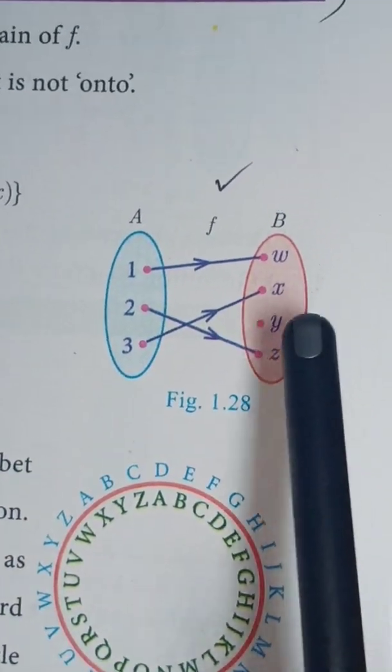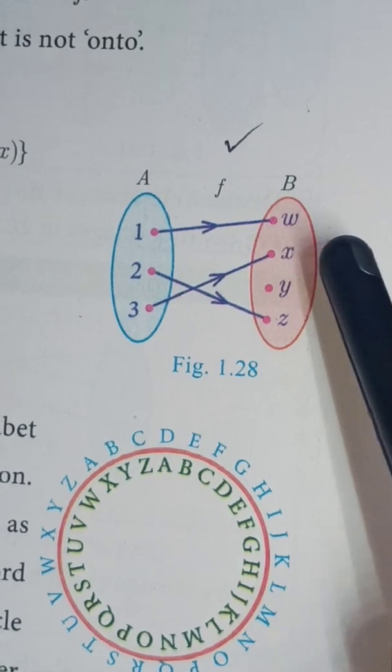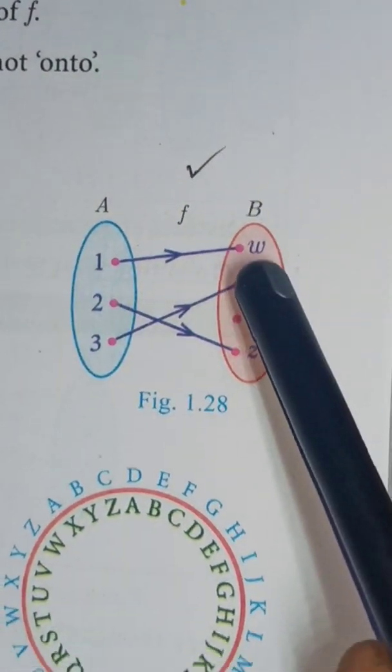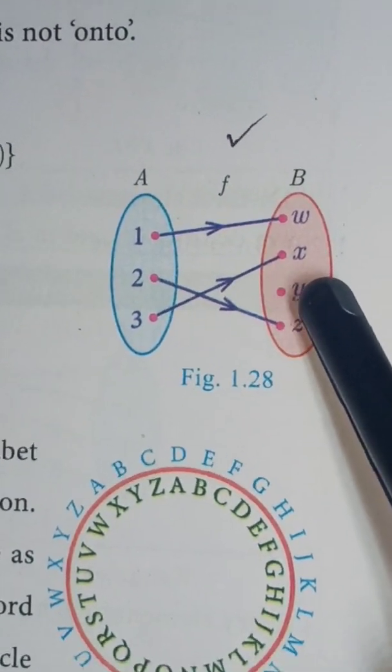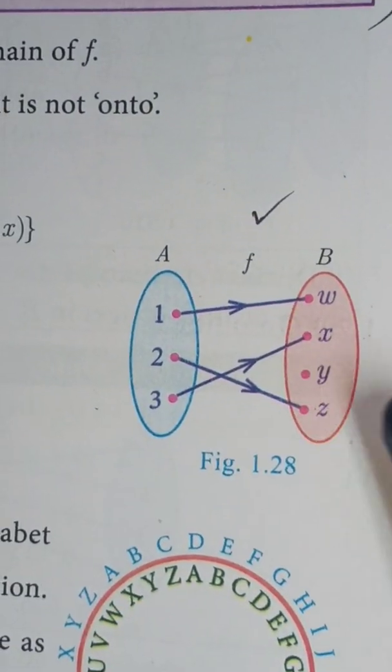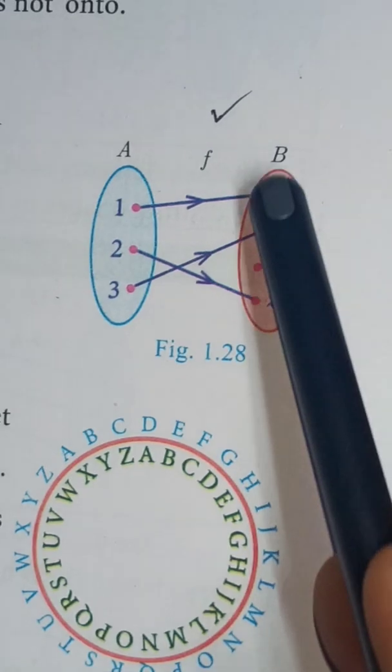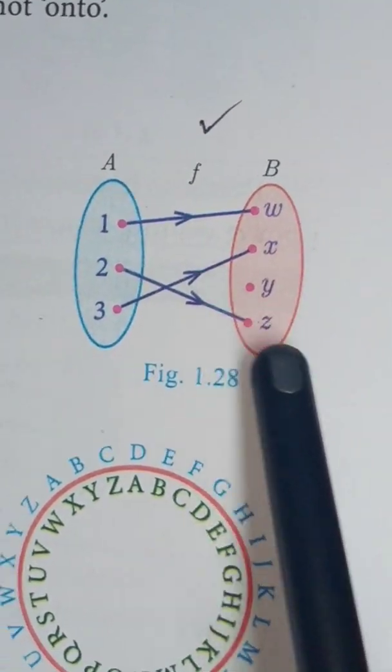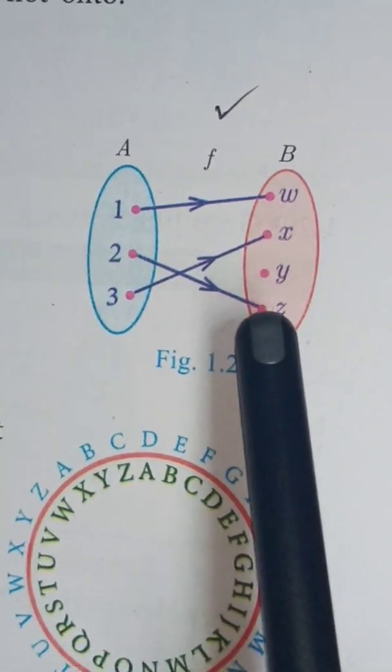But what about the range? What are the elements being mapped? W, X, and Z. Y is left out. So codomain and range are not equal. Codomain has how many elements? 4 elements. Range has only 3 elements. They are not equal. It is an example for into function.